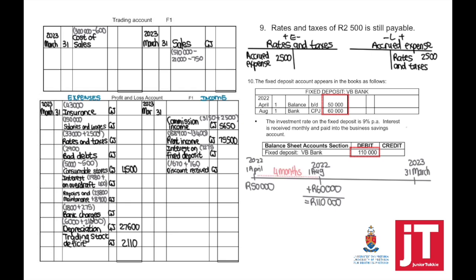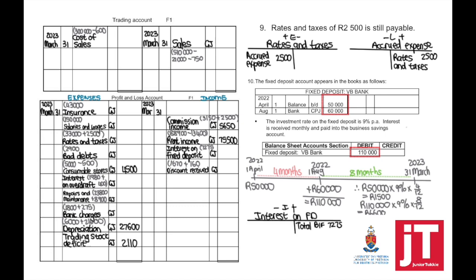So to calculate the interest, we first need to calculate it on 50,000 for 4 months and then on 110,000 for 8 months. So 50,000 times 9% times 4 divided by 12 equals 1,500, and then 110,000 times 9% times 8 divided by 12 equals 6,600. So what am I supposed to do with this info? My total interest for this accounting period is supposed to be 8,100 if I add those two together.